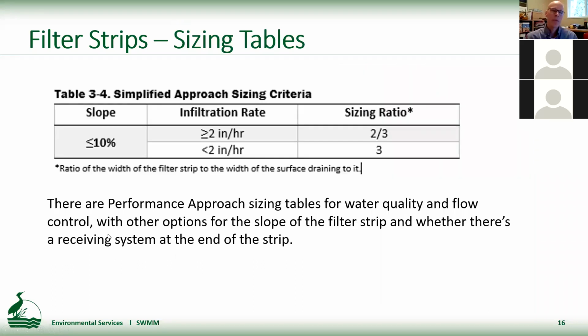So here's the simplified approach sizing table for filter strips, and just so you can see it, if you have an infiltration rate of greater than or equal to 2 inches per hour and you've got a slope of 10%, the new sizing ratio for the filter strip relative to the impervious area, a comparison of widths, is 2/3. So that's slightly larger than it was previously, but again, we think the additional information is going to allow for a much broader application of this approach.